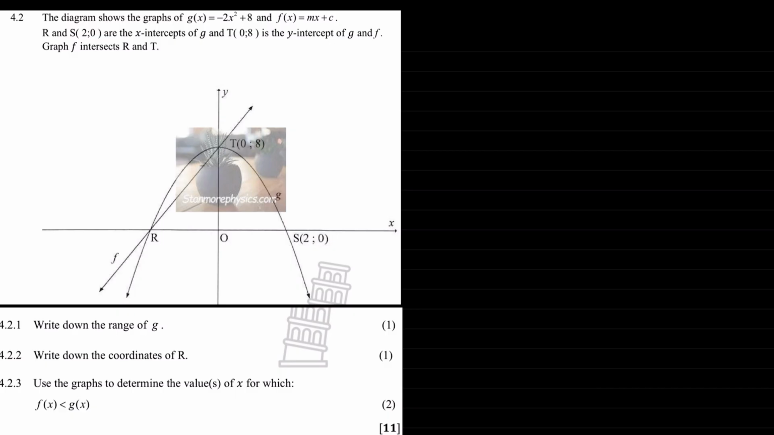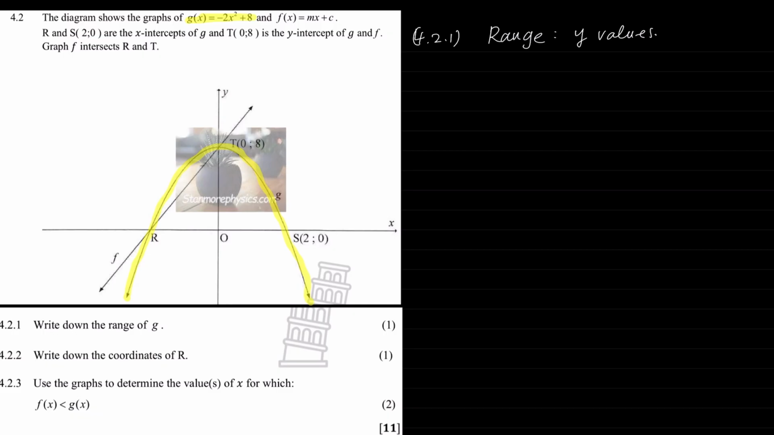Graph f intersects r and t. Okay, so they've given us a diagram here. So the question 4.2.1 reads, write down the range of g. Now the word range means y values. So they want to know for this graph g, let's highlight that just so we're clear. That's g, and that's the parabola, this one here. Okay, so they are asking what y values will be applicable for this parabola.